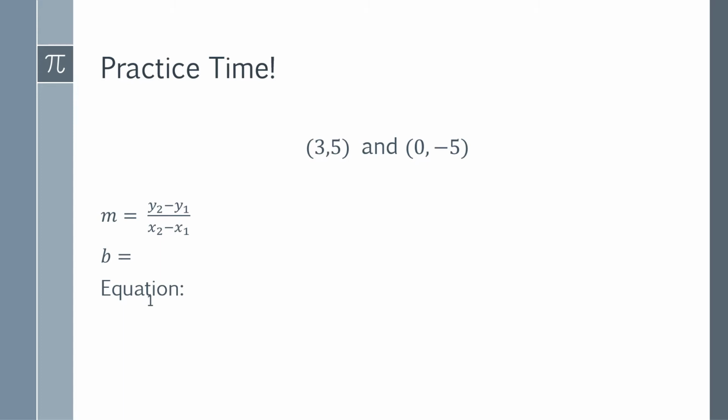Okay, so let's see. Slope is going to be negative 5 minus 5 over 0 minus 3, which is negative 10 over negative 3, which is just 10/3. B is the y-coordinate of the point that has an x-coordinate of 0, so b here is negative 5. So our equation is y equals 10/3 x minus 5.